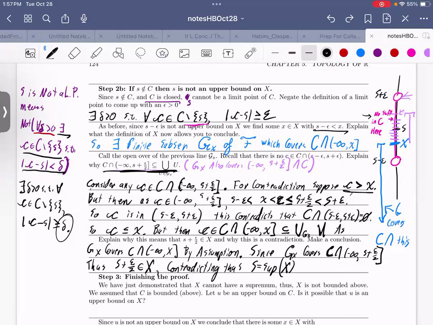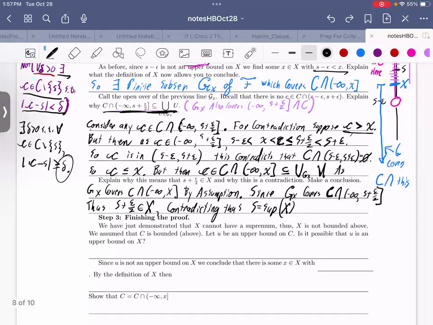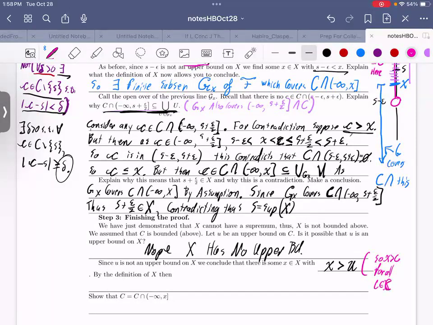Let's now wrap up the proof and get our end result. We assume that C is bounded above. Let's let U be an upper bound on C. Is it possible that U is an upper bound on X? Nope. X has no upper bound. Now, that means there's some x in X with x bigger than U. And let's remember the point. That x is bigger than c for all c in C.